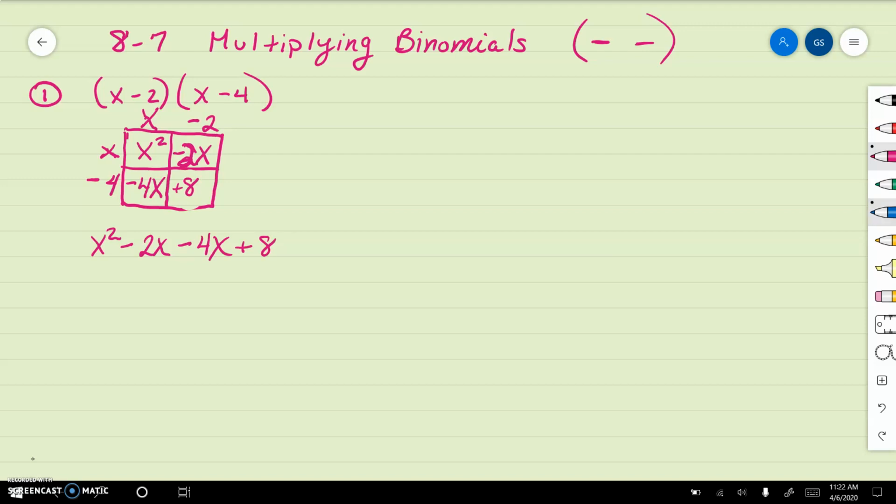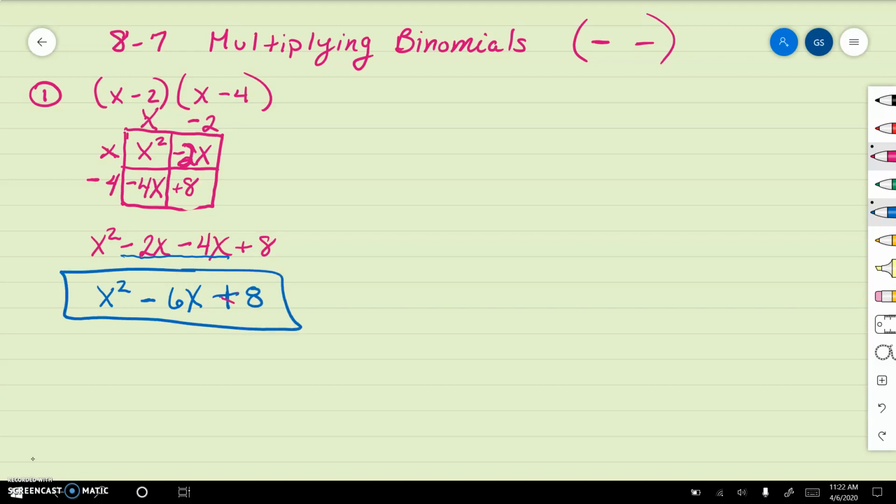Okay, from there, we're going to combine like terms. So we have x squared can come down, and then we have negative 2x and negative 4x. Well, negative 2 plus negative 4 is negative 6x. Plus 8, bring the 8 down. Box it, and you're done.